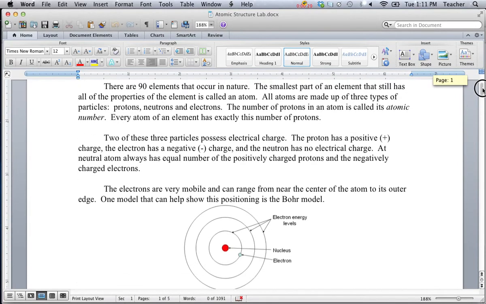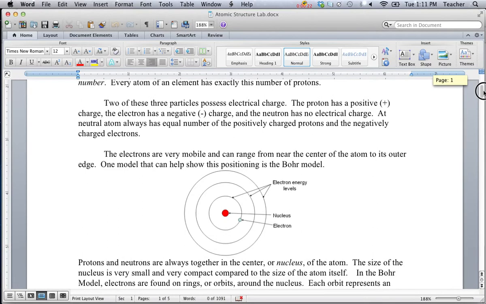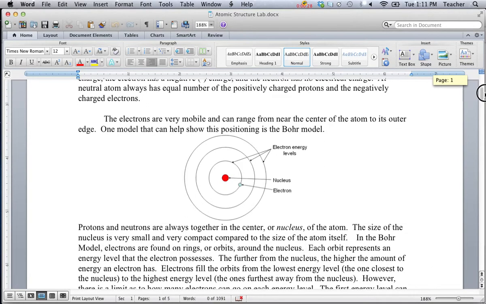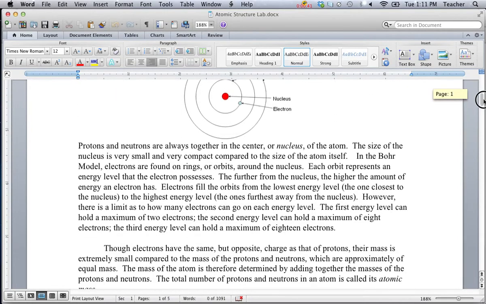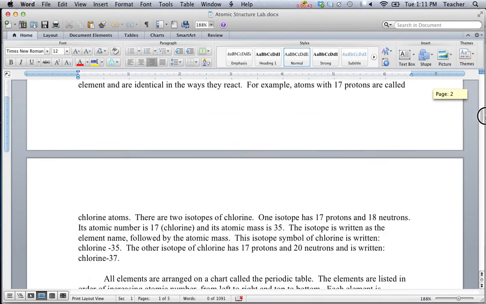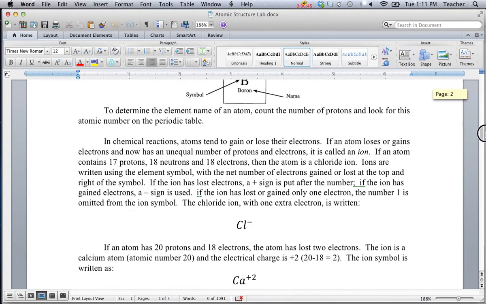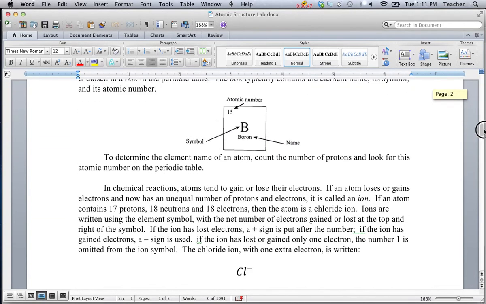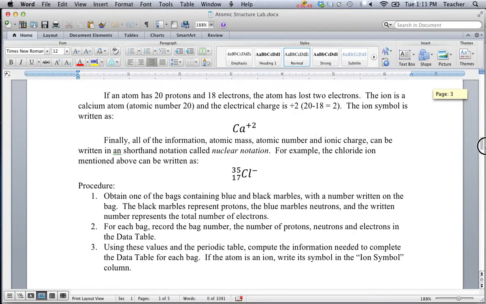The background information gives you some good information as a quick reference and review on protons, neutrons, and electrons, and also shows you the Bohr model. The Bohr model basically has the nucleus in the center with electrons positioned on orbits or rings, in this case electron energy levels, around the nucleus. It also goes into a little bit of an explanation about how to read the periodic table.